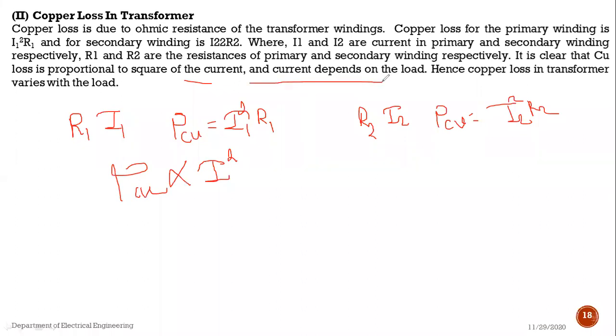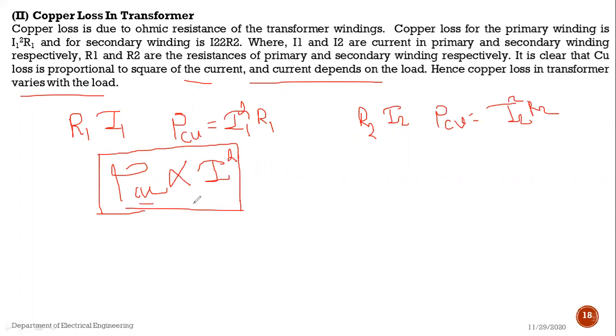Okay, so the current taken from the supply, as well as the secondary current and primary current, will depend upon the load. So this loss, that is the copper loss of the transformer, will vary with the load. That means when the load varies, the current varies, and when the current varies, the loss obviously varies, so we can call it a variable loss. It varies with the load, and when the load varies, the current varies, and it depends upon the square of the current.